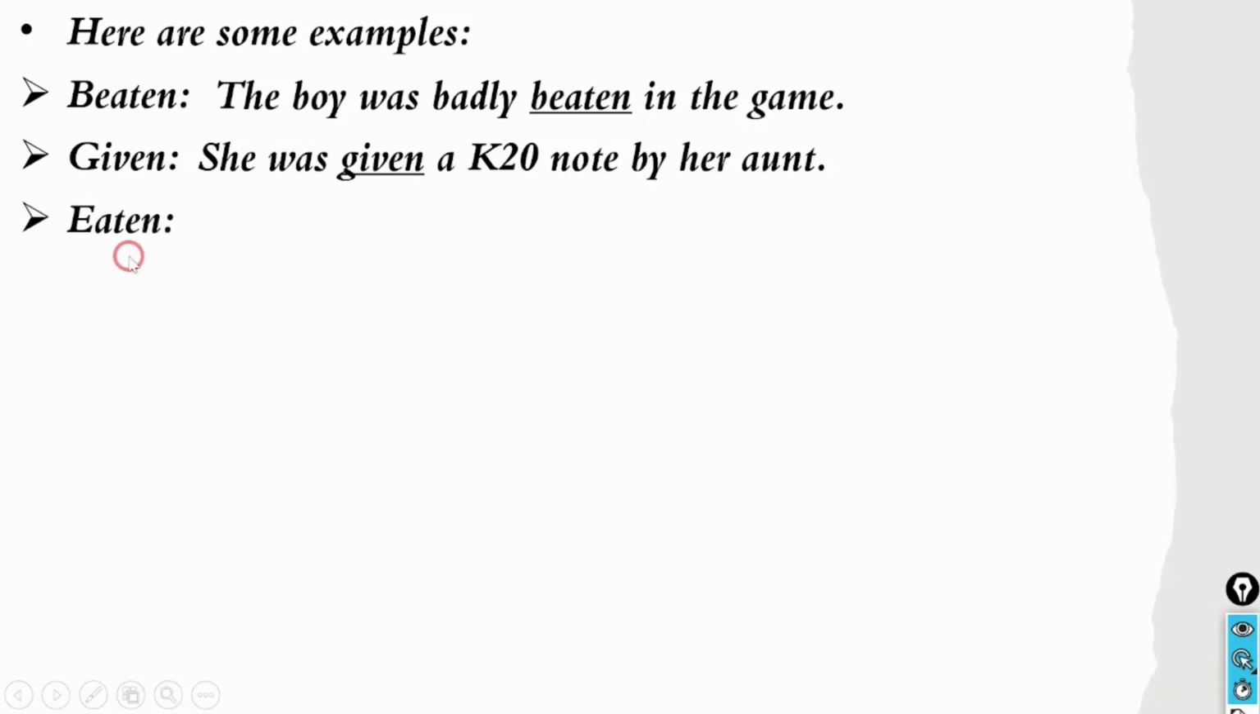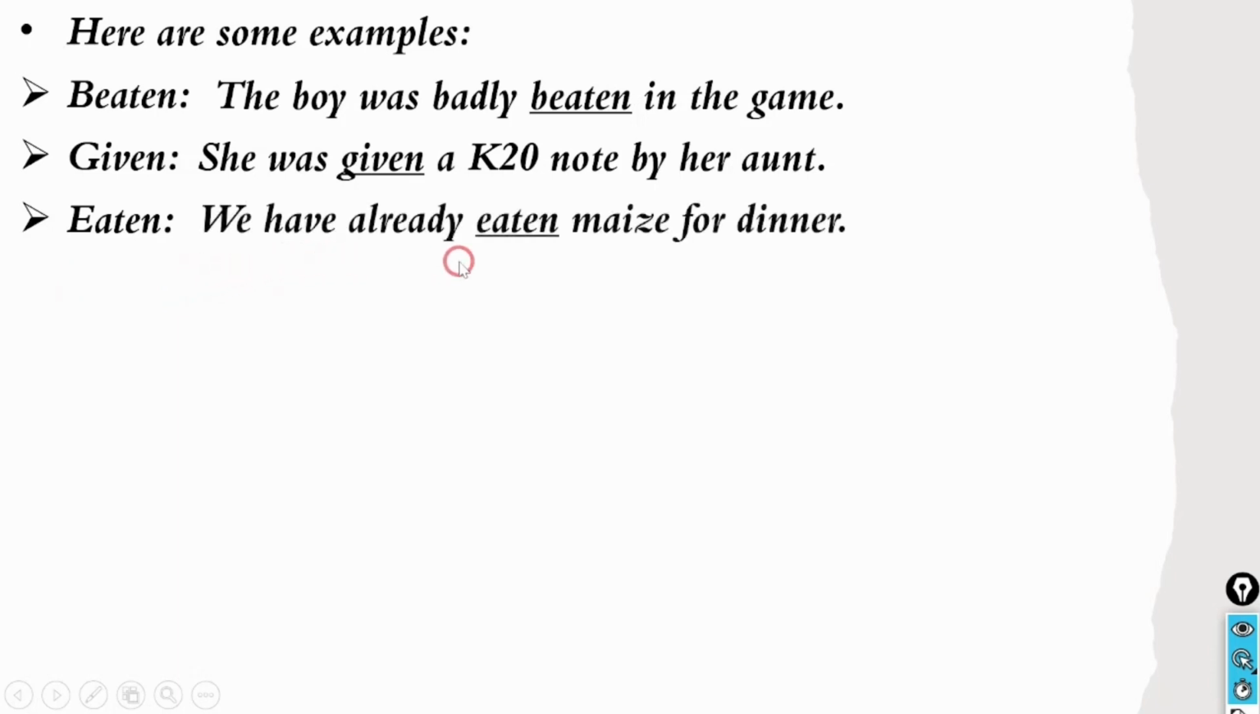Also like "eaten," all right? To the word "eat," we have added en so that we can use it to express an event that has happened in the past. Like we say, "We have already eaten maize for dinner," meaning the eating has already been done. It is now in the past. You cannot say "we have already eated maize for dinner." That is going to be wrong. We have to add en to the word "eat" so that it becomes past tense.